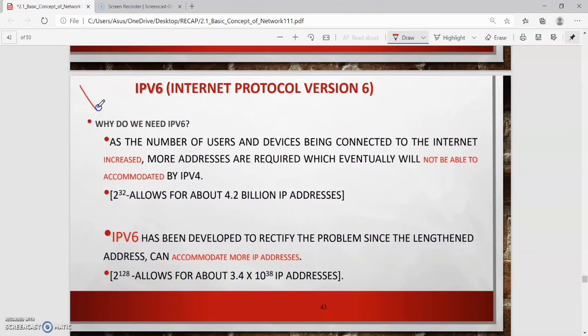Okay, this is a very favorite question for PSPM. Why do we need IPv6? If you see, as the number of users and devices connected to the internet increases, more addresses are required, which eventually will not be able to be accommodated by IPv4 because it only produces 4.2 billion IP addresses. So IPv6 has been developed to rectify the problem since the longer address can accommodate more IP addresses.